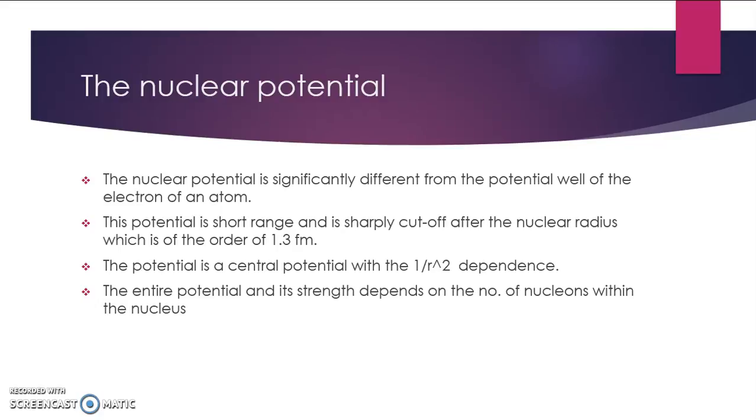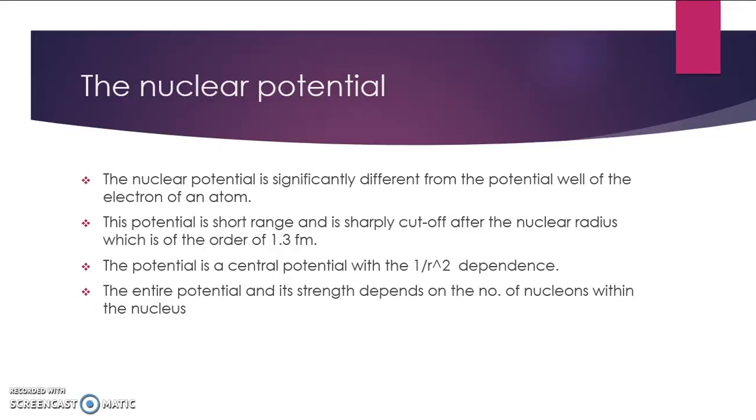This potential is short range, and because the nuclear radius is short, this potential is sharply cut off after a radius of the order of 1.3 Fermi. The potential within a nucleus is a central potential having a 1 by r square dependence. The entire potential and its strength, as we can very well understand, depends on the number of nucleons that essentially form the nucleus.